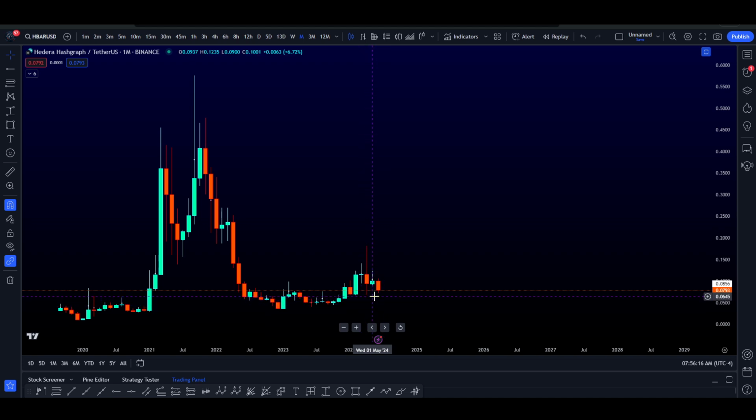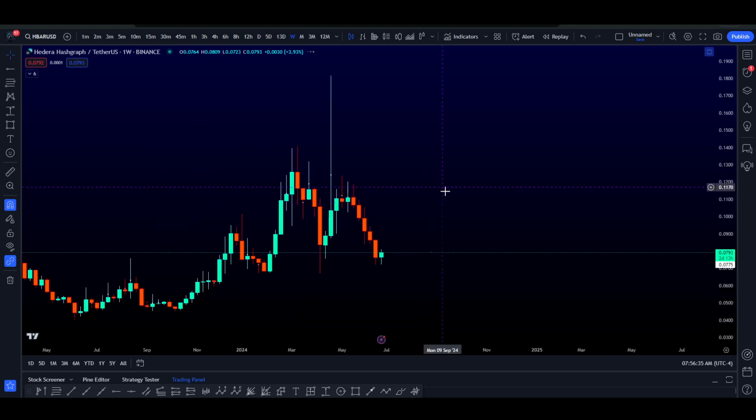And as you can see in the following month, price pushed up to 13 cents, came back down. We broke that previous month low, and now we are going to try to test this month's low as well. So in a monthly outlook, everything does look a little bit bearish. Let's go ahead and look at the weekly time frame here.